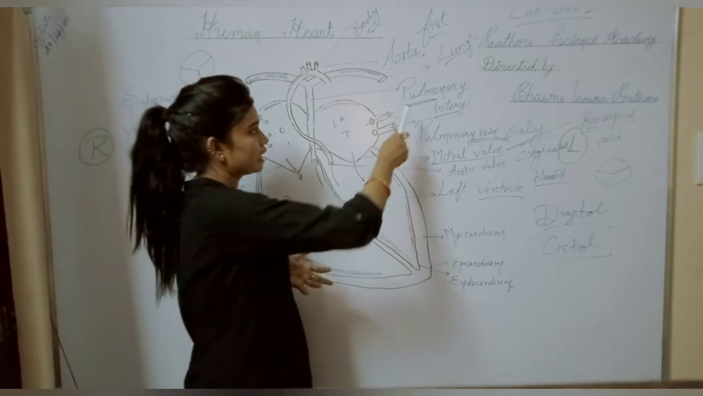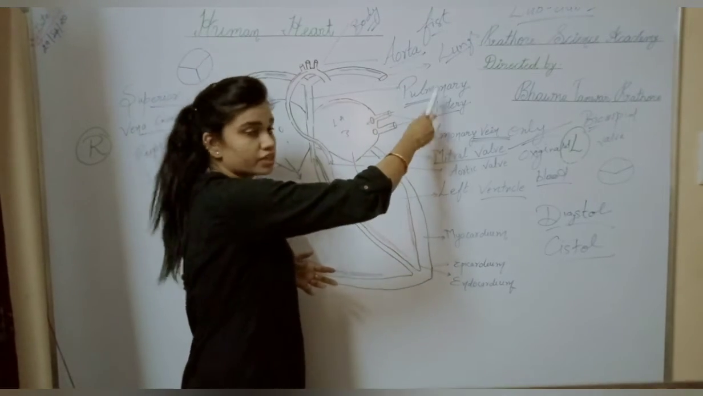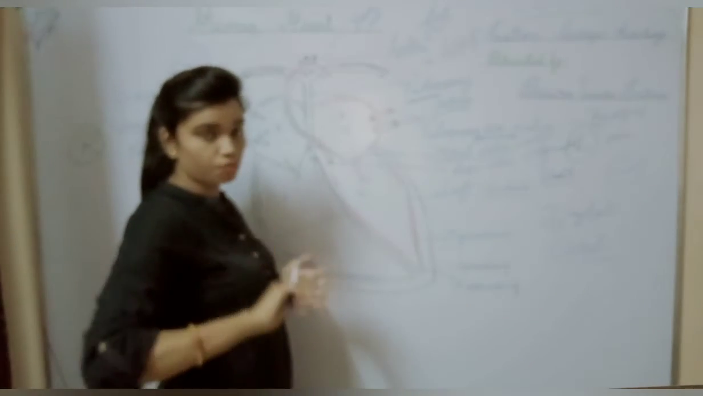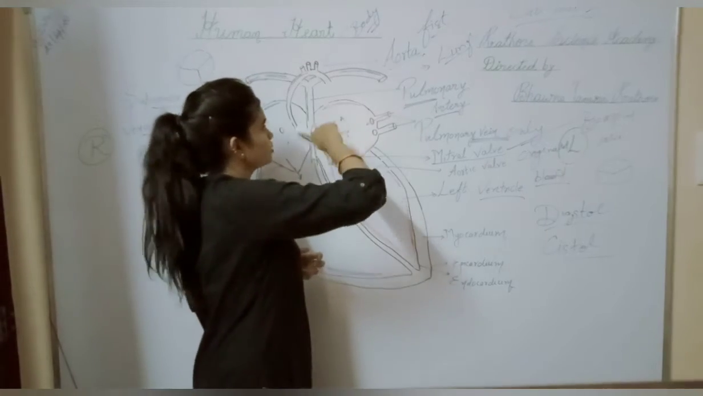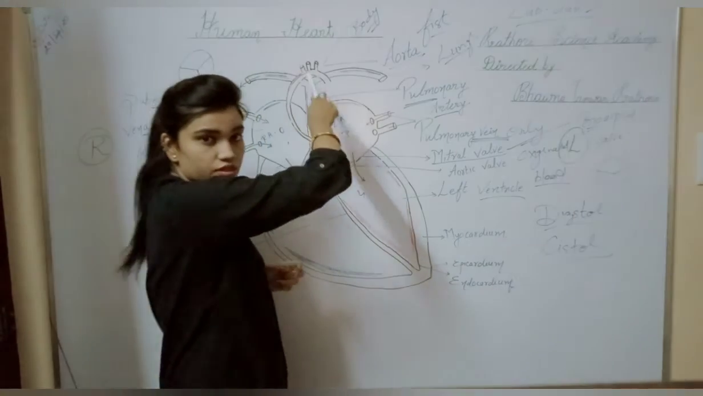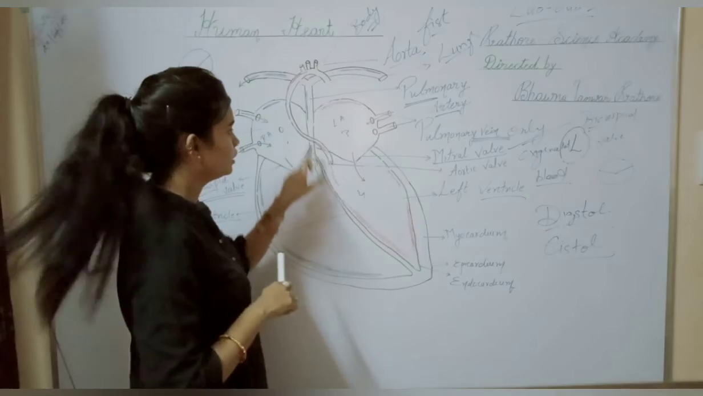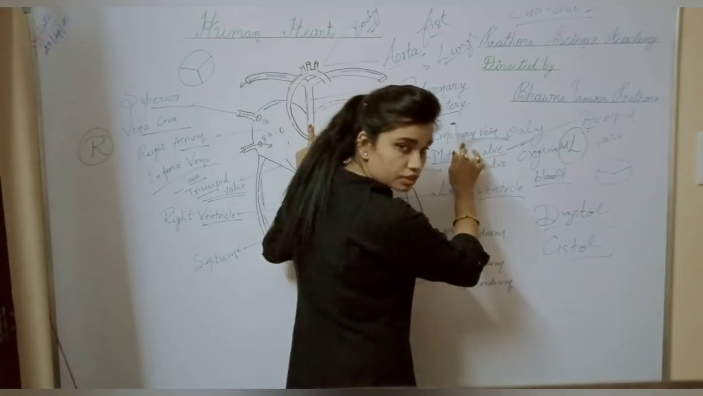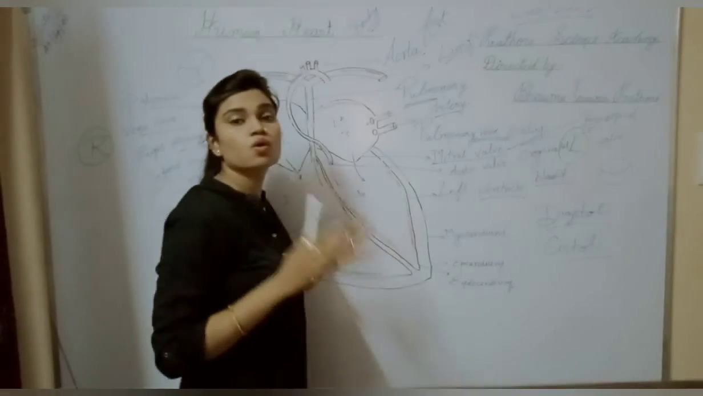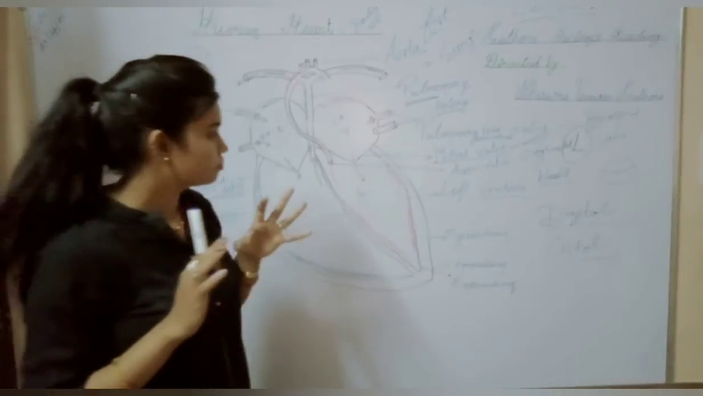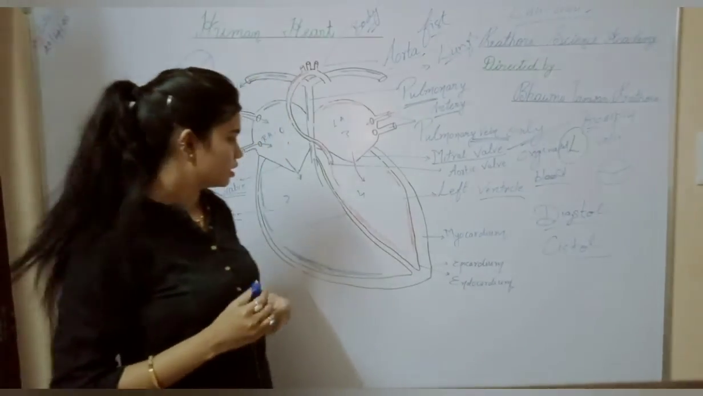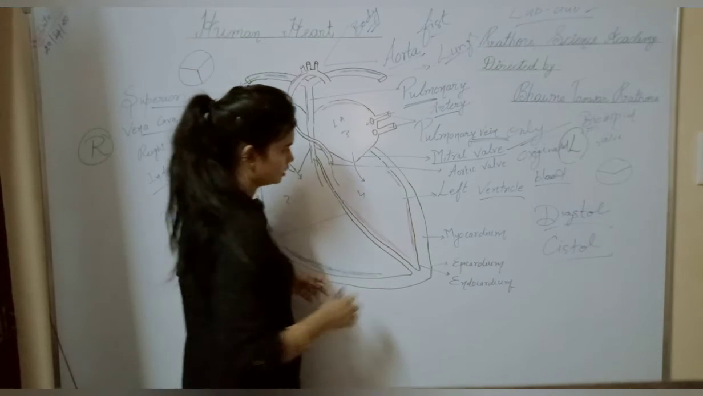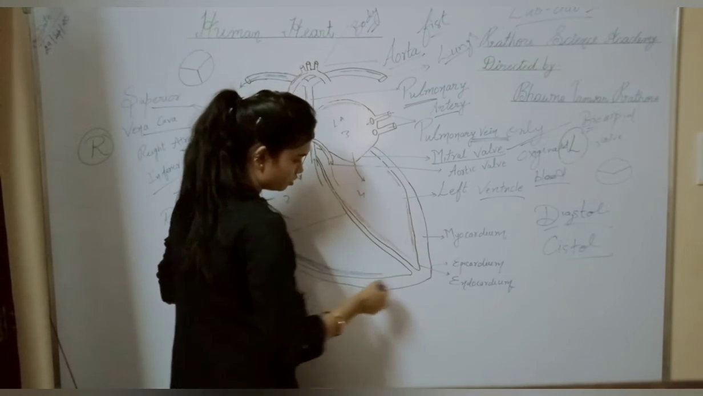Specifically, the pulmonary artery is the only artery among all arteries which has impure, deoxygenated blood, and the pulmonary vein is the only vein which contains oxygenated blood. Okay. Yes, one more thing here, the membrane of the heart.